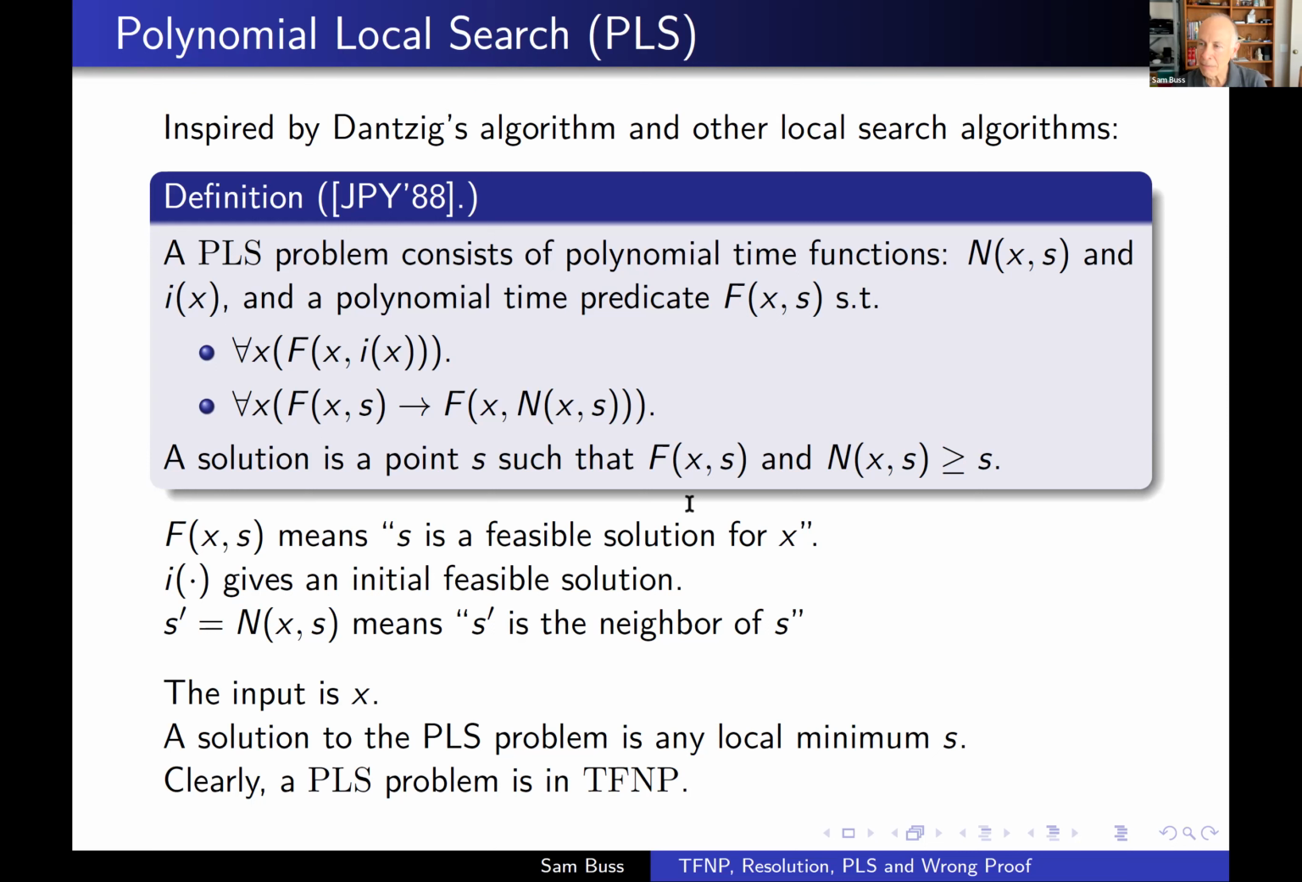Clearly this is in TFNP because either the neighborhood function continues to decrease the value of s, or we can't do that forever. And once it doesn't strictly decrease, then we've got a solution. Okay.